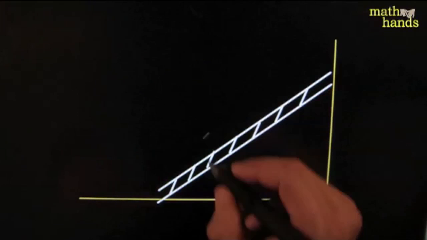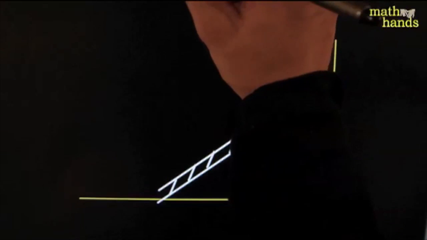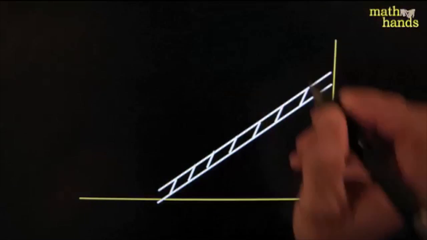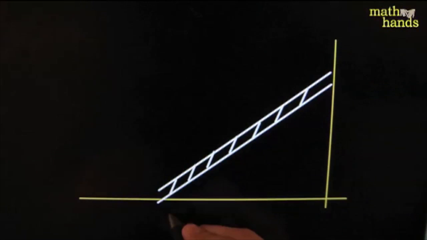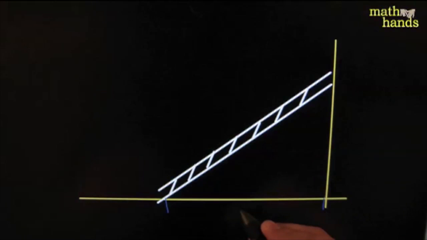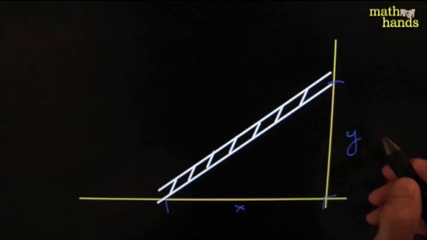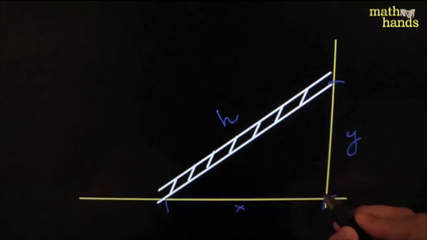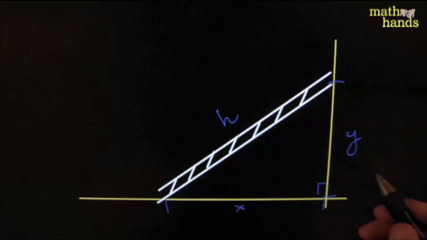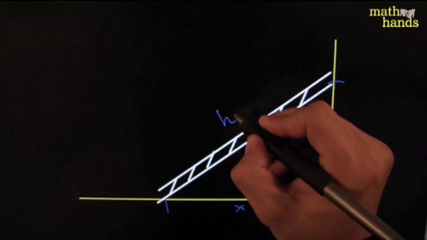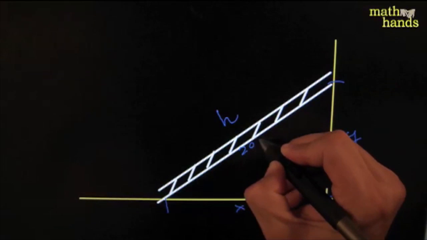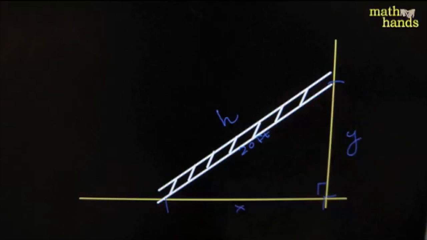Let's try to make sense of this. Let's give it some letters. Let's go with blue. I'll call this distance x, and this one y, and this one h, and we'll assume that the wall is upright, and they say that this one is fixed. It's always 20 feet. The ladder's 20 feet long.